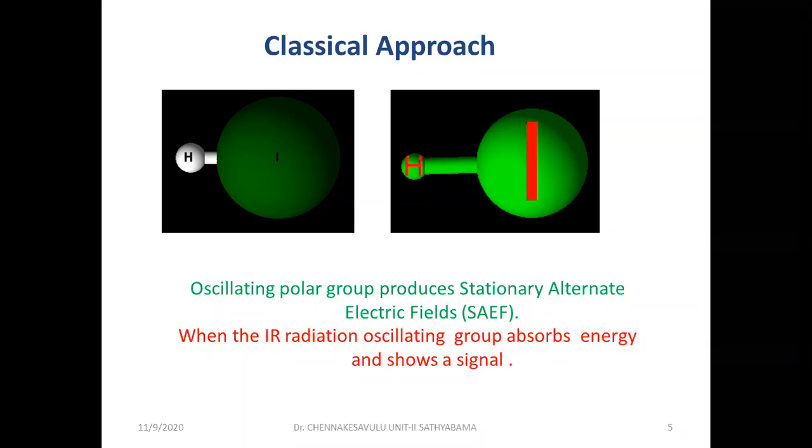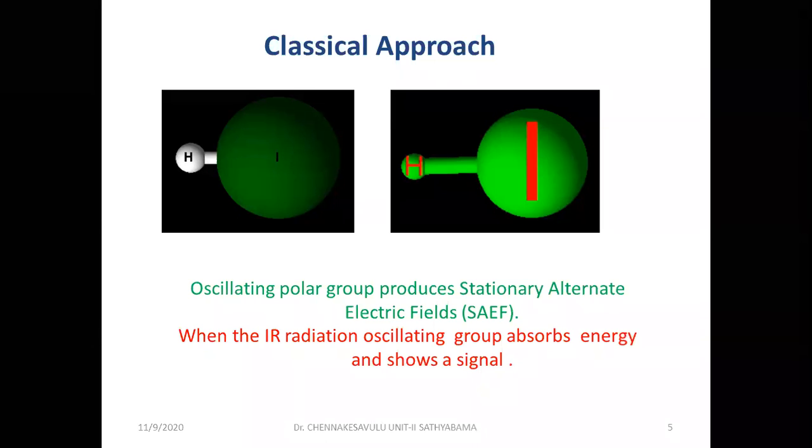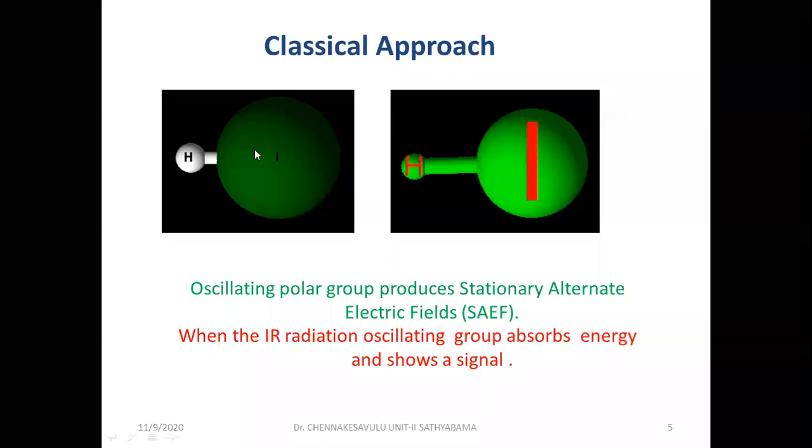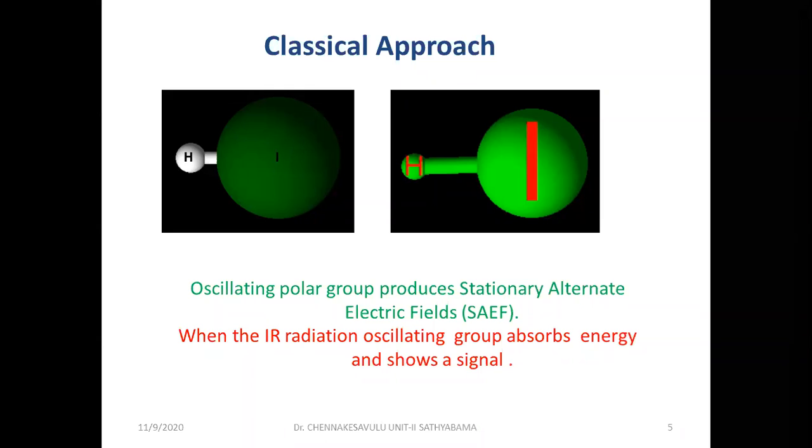In the classical approach, there is the formation of SAEF, a stationary alternate electric field. See, this is a hydrogen iodide molecule. Hydrogen is very small with respect to iodine, in radius and in mass. So let us assume this is M1 and this is M2. Now if you send IR radiation on this molecule, what will happen? This is a polar molecule, so let us assume it is an oscillating polar molecule.